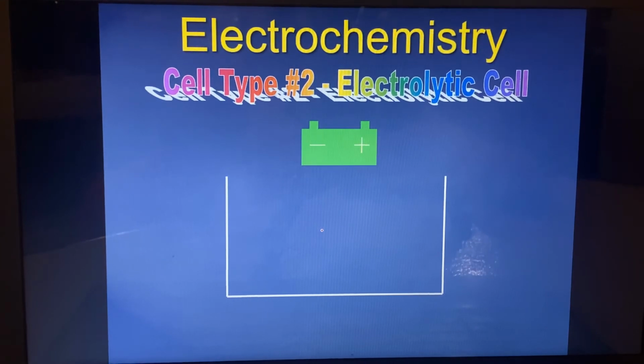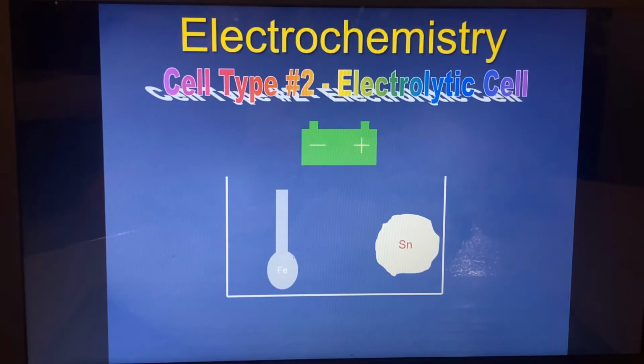In this case, we're going to plate some metal onto, I think it's a spoon, if I remember. It's a spoon or a fork. I think it's a spoon because a spoon's easier to draw than a fork. So we've got some hunk of metal here. In this case, the metal we're choosing is tin. We're going to plate the tin onto a spoon. Spoons are way easier to draw than forks.